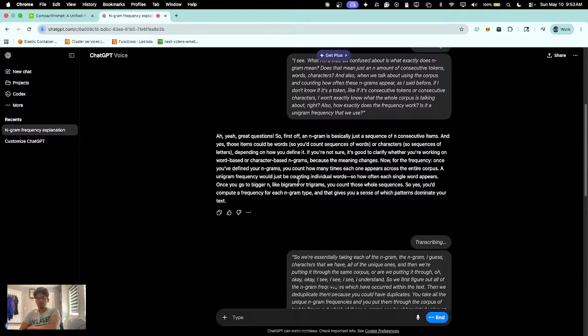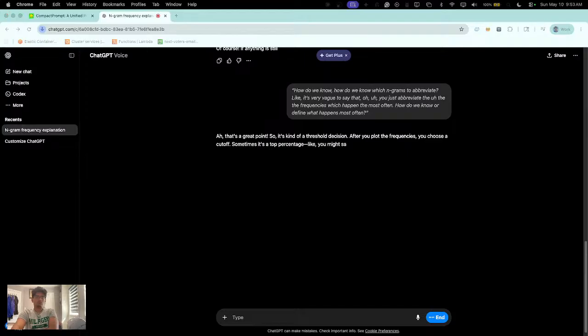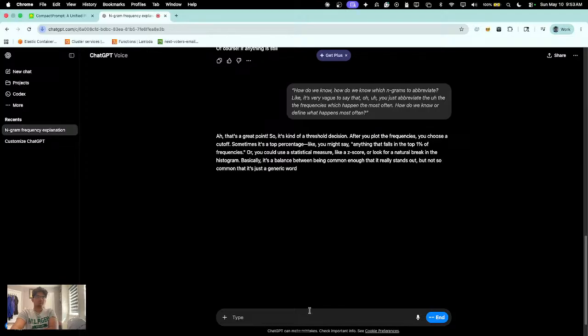Ah, that's a great point. So it's kind of a threshold decision. After you plot the frequencies, you choose a cutoff. Sometimes it's a top percentage, like you might say anything that falls in the top 1% of frequencies. Or you could use a statistical measure like a z-score, or look for a natural break in a histogram. Basically, it's a balance between being common enough that it really stands out, but not so common that it's just a generic word. Once you set that threshold, it gives you a clear rule for which patterns get abbreviated.